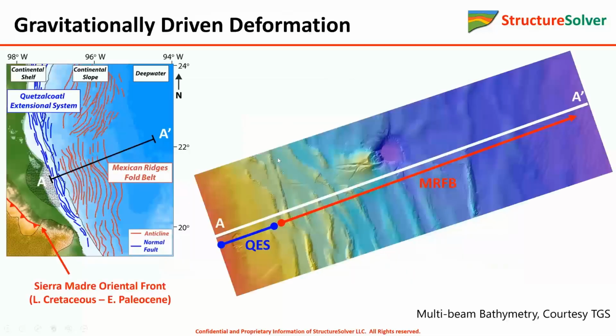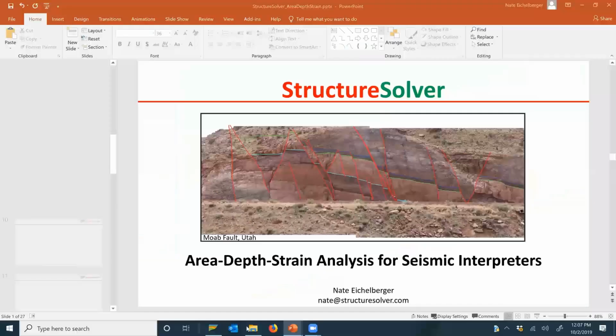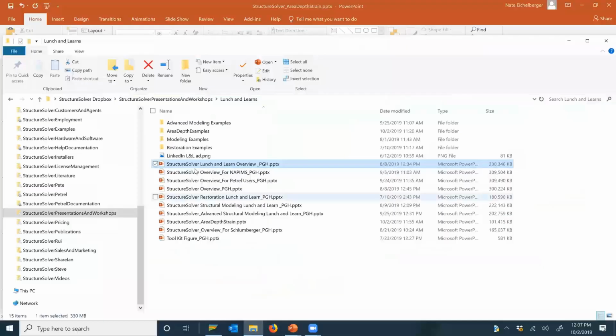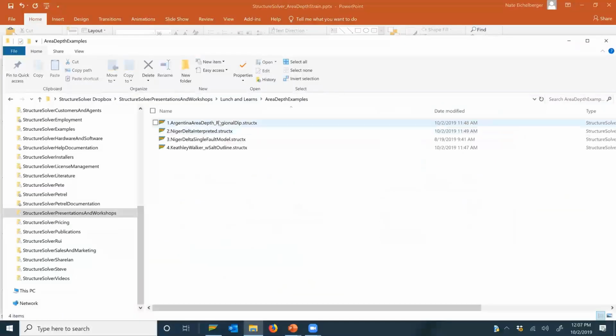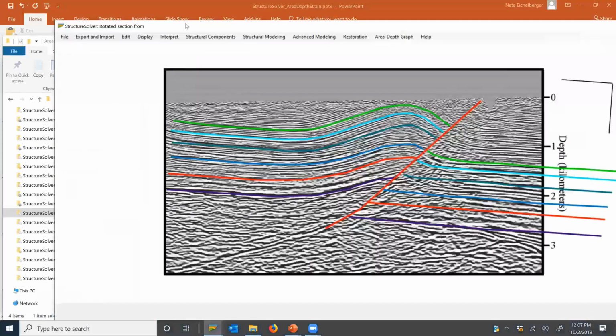And so we'll look at this case study. We'll conclude with this case study at the end. But what I'll do for now is run through a series of examples of applying area depth in practice and some of the potential applications.